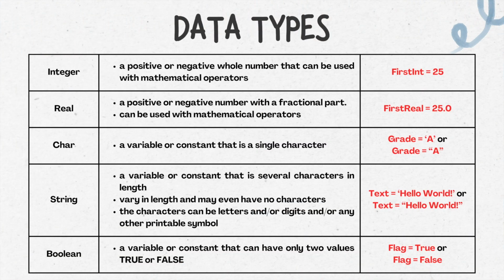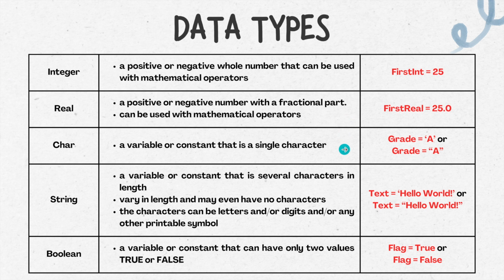Next, we will introduce 5 common data types. First, integer, a positive or negative whole number that can be used with mathematical operators. The second one is real, a positive or negative number with a fractional part. Real numbers can be used with mathematical operators.